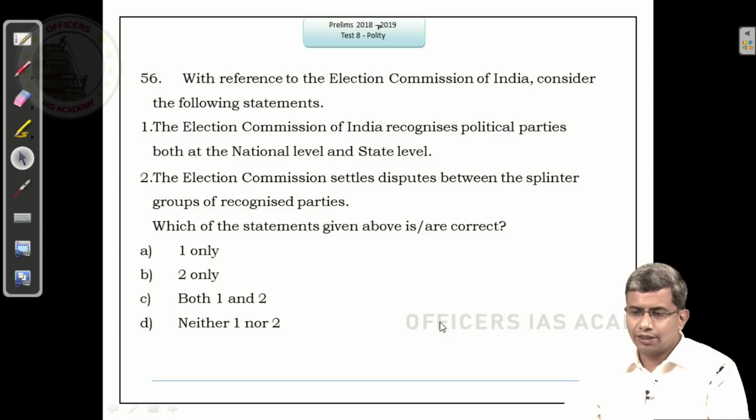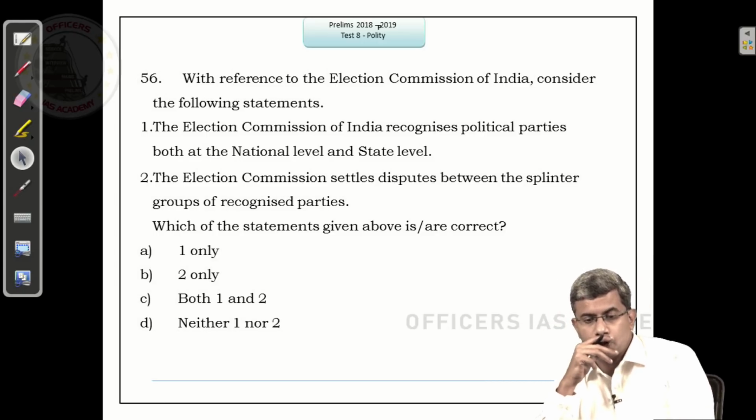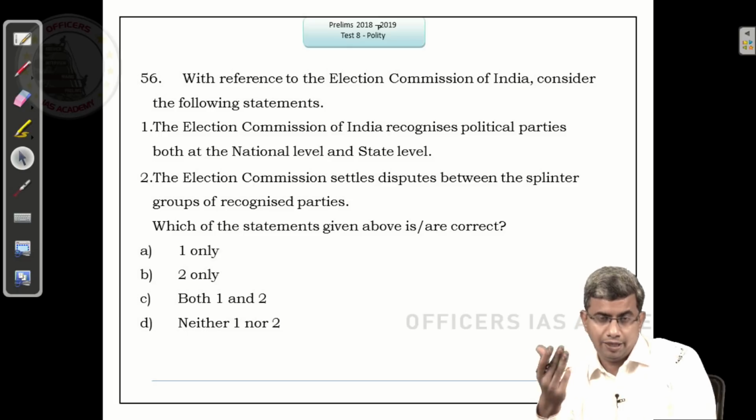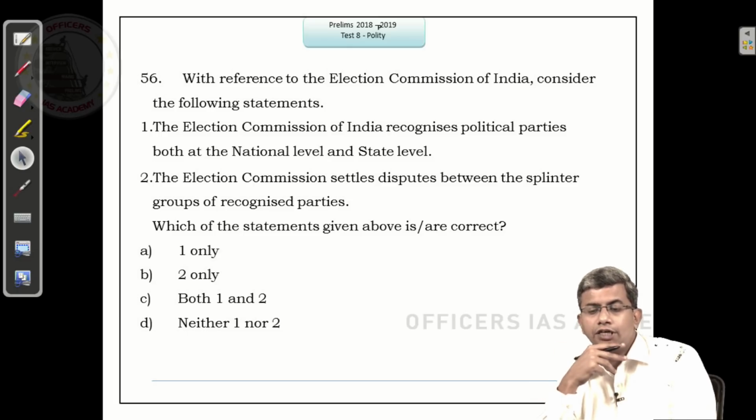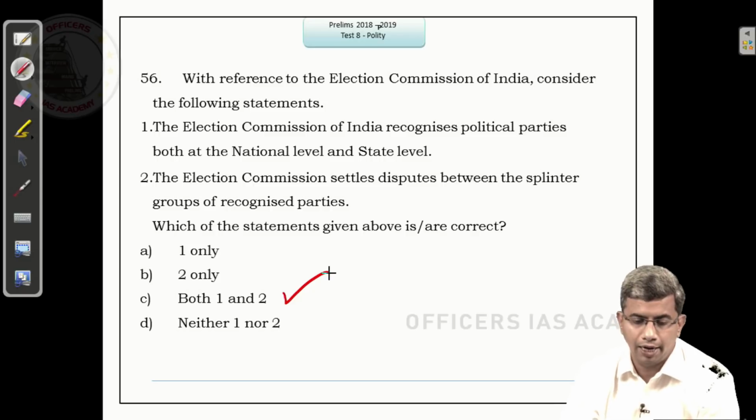With reference to the Election Commission of India, consider the following statements. The Election Commission of India recognizes political parties both at the national and the state level. Yes, it does. The Election Commission settles disputes between the similar groups of recognized parties. Yes, it does. So, the correct answer for this is both 1 and 2.